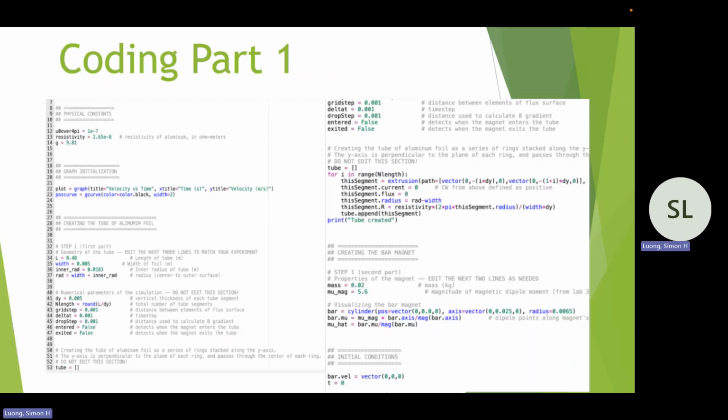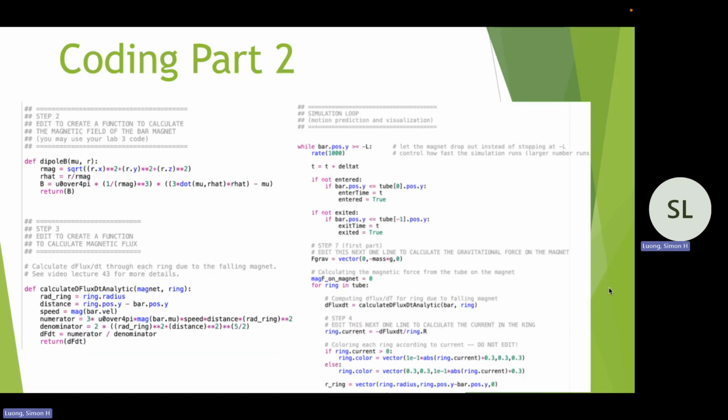So in terms of coding, the first thing I did was initialize the length of the tube with the foil in a radius of 2, and then the radius itself. Next, I created the tube of aluminum foil as a series of rings stacked along the y-axis, and the y-axis is perpendicular to the plane of each ring. Next, I created the bar magnet, so this is where I added the properties, which is the mass and then the magnitude of the magnetic dipole moment. And then I also visualized the bar magnet itself, and then I left the initial conditions the same.